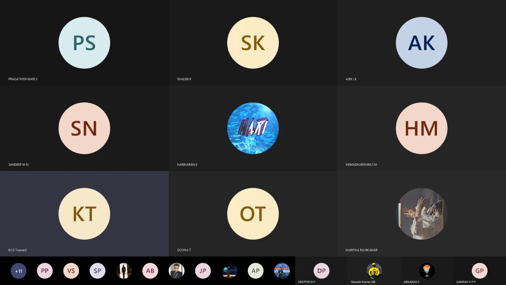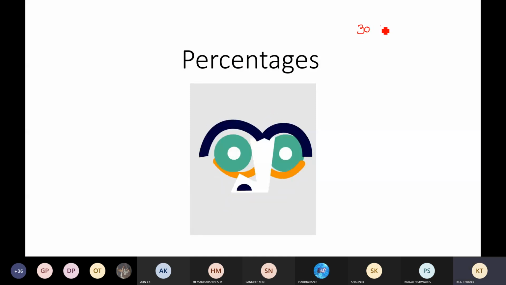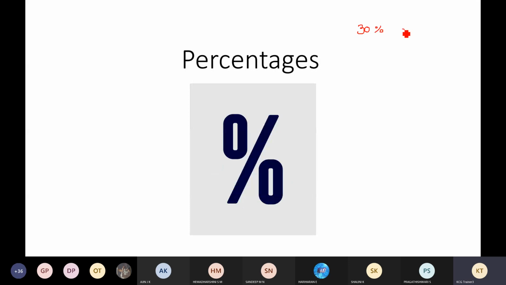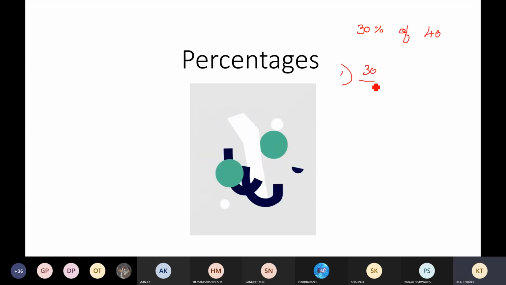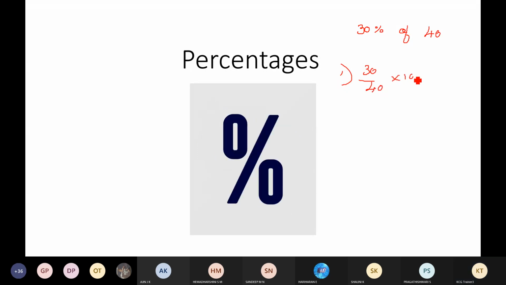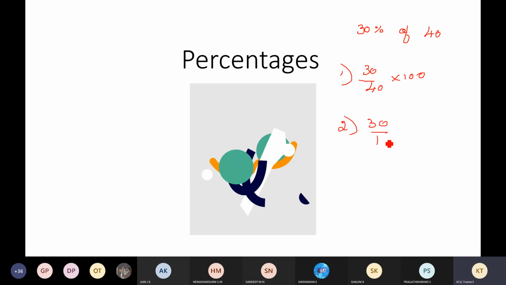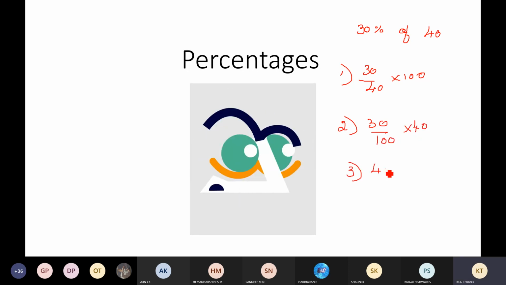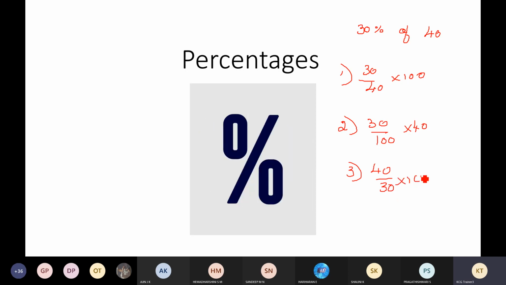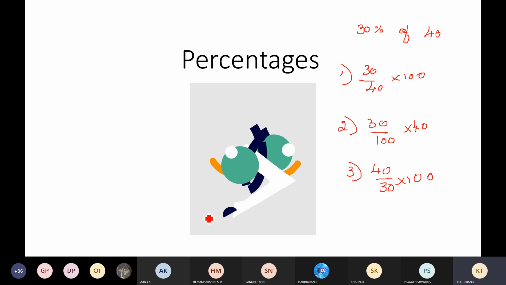To percentages, this is my most important question. Let's say, for example, if I'm asked to find out 30% of 40, how am I supposed to do it? Is it 30 by 40 into 100, or is it 30 by 100 into 40, or is it 40 by 30 into 100? How am I supposed to do this case? Is it the first one, second one, or the third one?